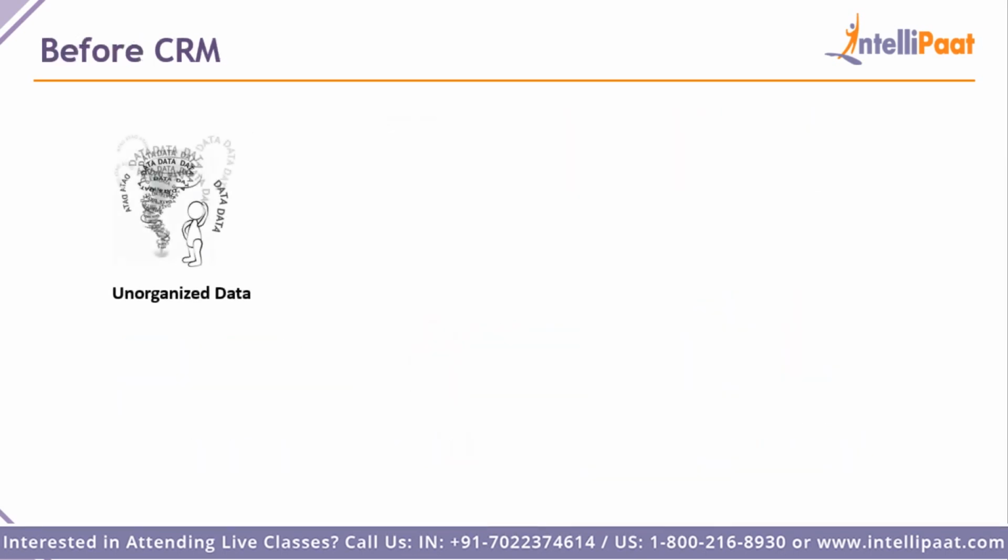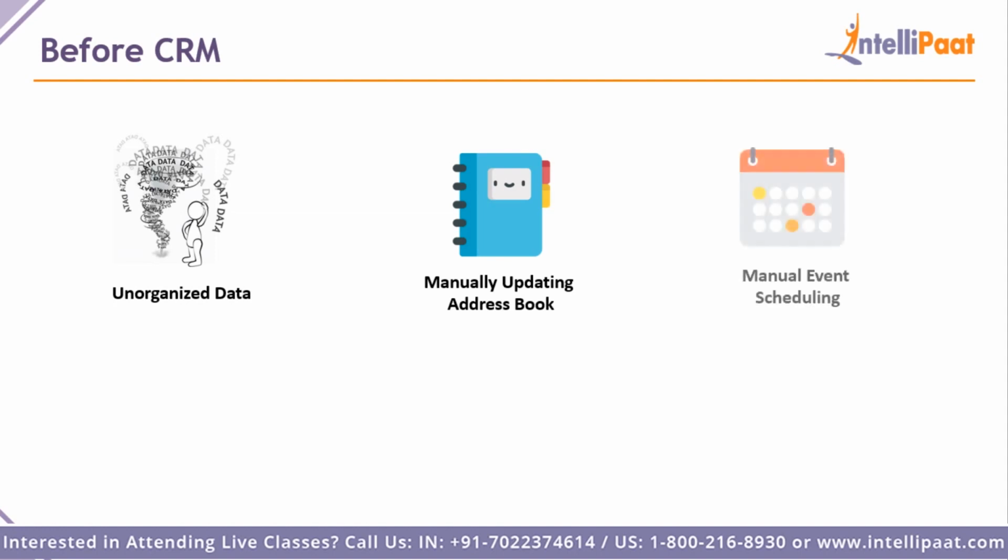So before CRM, your data was literally unorganized. You could find it here and there on your desktop, on your server, or on a database, okay? And you had to manually update the address book. Not only the address book, anything else which had to be done, as I told you in the previous example, you had to do it manually. And then again, you had to schedule any event manually by going to the calendar or marking it in your physical calendar as well. But with CRM, you can do that directly on the dashboard.